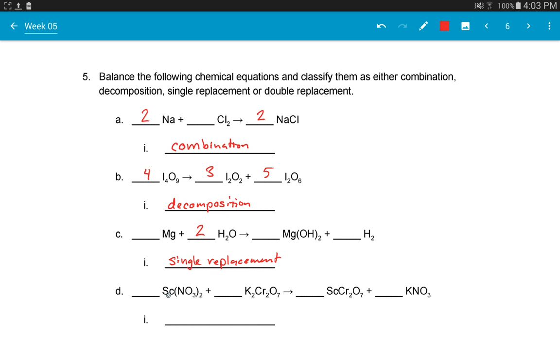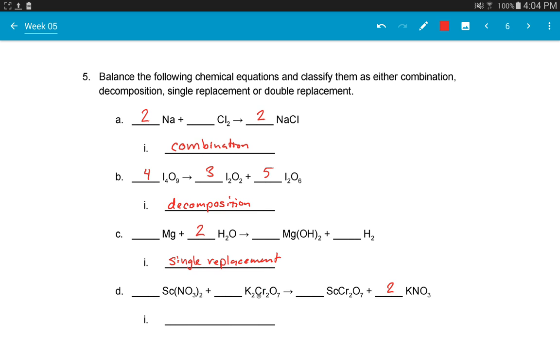And finally, we have scandium-2 nitrate reacting with potassium dichromate to form scandium-2 dichromate and potassium nitrate. So if we look at this scandium, there's 1 on each side. If we look at the nitrogens, we have 2 on this side, only 1 on that side. So I need a 2 in front of my potassium nitrate. I have 2 potassiums on this side, so my potassiums are good.